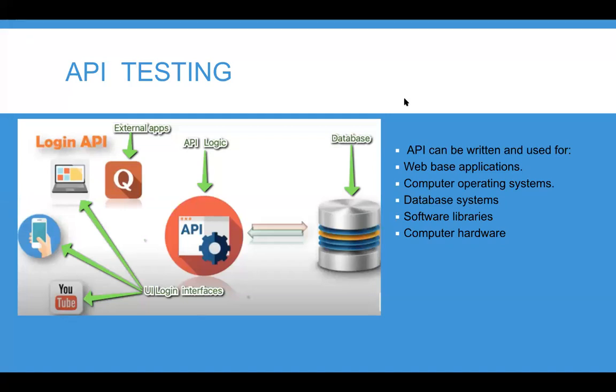API can be written for a computer operating system. I gave you an example where you have a wired mouse that you plug into the USB port on your computer. That is through an API, so you can write APIs for that.